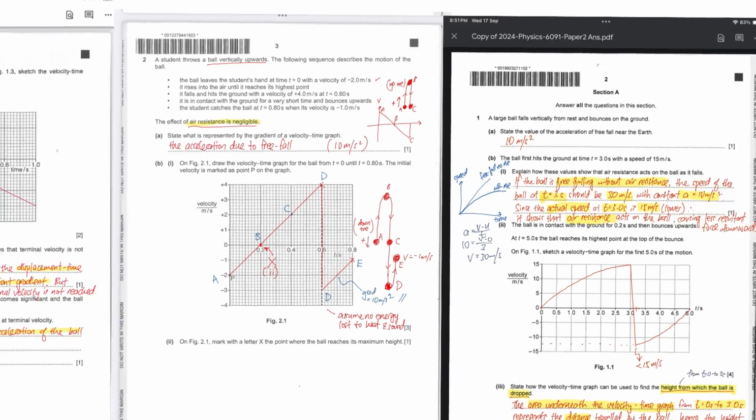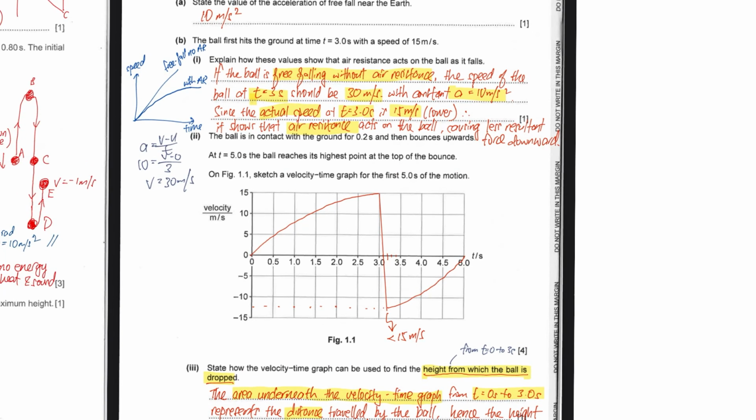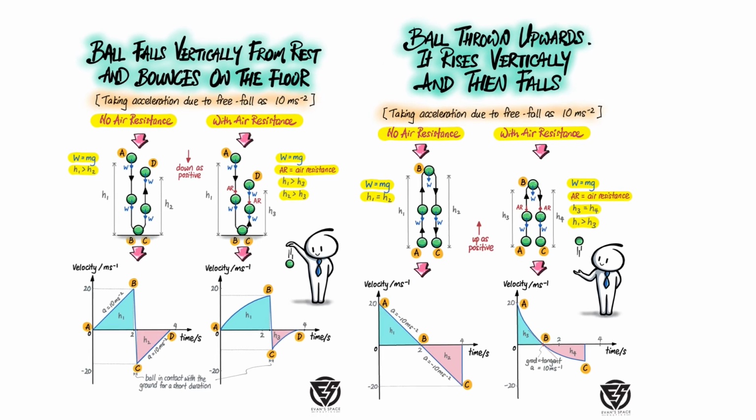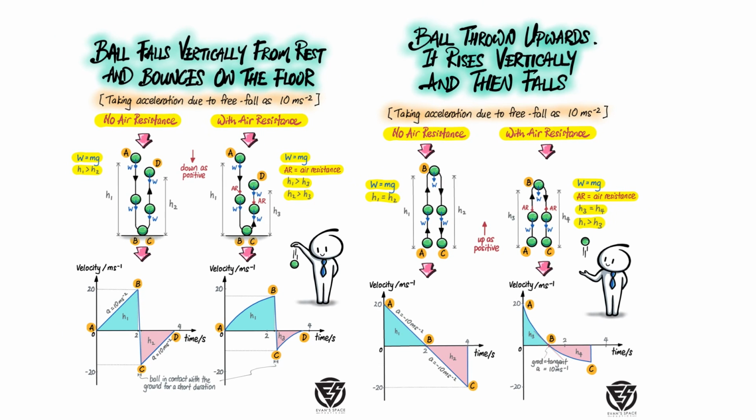But recently, there's a question where you release the ball, but now you're supposed to sketch the velocity time graph when there's presence of air resistance. So in this video, we're going to focus on how we draw that and what the key things are that we need to pay attention to in order to sketch the velocity time graph for each scenario.